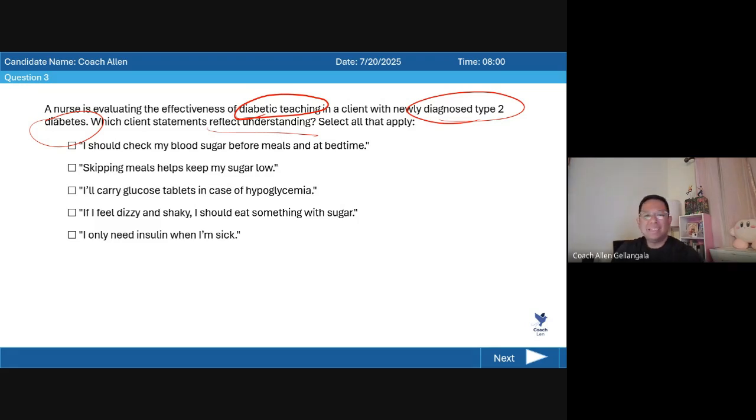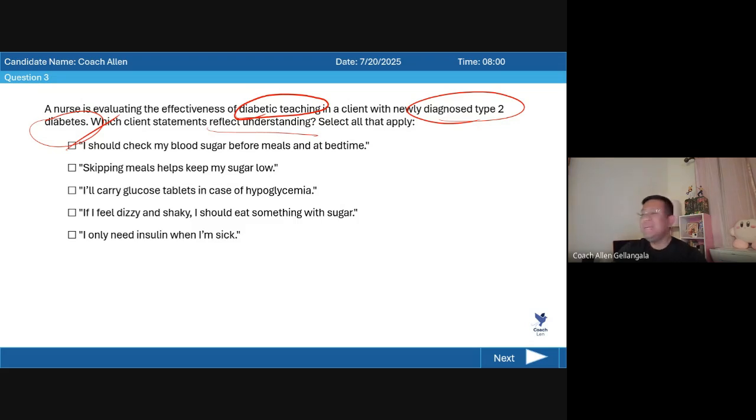Now, let's continue on. Beginning with letter A. Would it be necessary for a person who just been diagnosed with type 2 diabetes mellitus to check, the patient is saying, I would check my blood sugar before meals and bedtime? Is it necessary? Is it a good understanding of the condition? Yes, it is. Letter A is a correct answer.